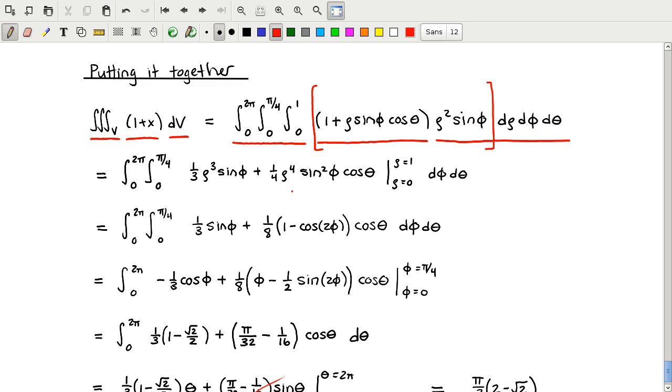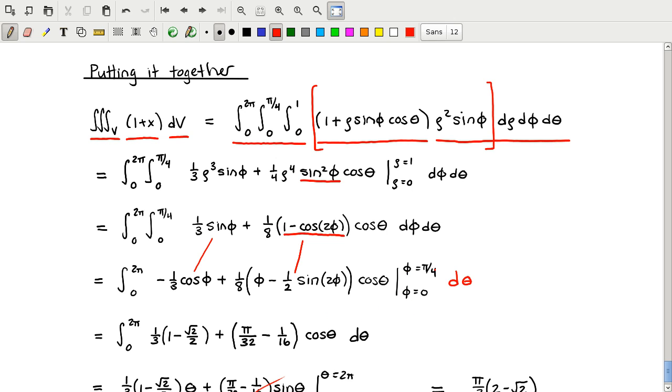So I've substituted 1 for my rho's, and I've taken my sine squared phi and replaced it with 1/2 times 1 minus cosine of 2 phi. That half angle identity is what will allow us to integrate that function of phi, which is our next step. We integrate in phi. The integral of sine phi is negative cosine. The integral of 1 minus cosine 2 phi is phi minus a half sine 2 phi. Cosine theta, again, treated as a constant since we haven't yet integrated over theta.